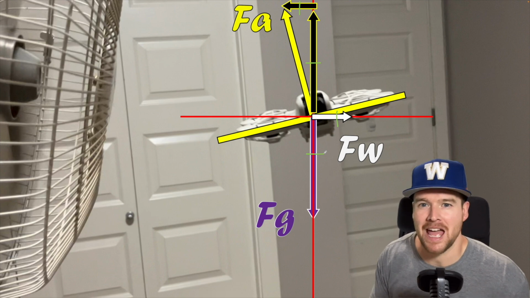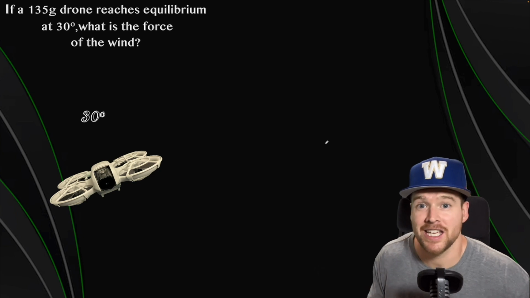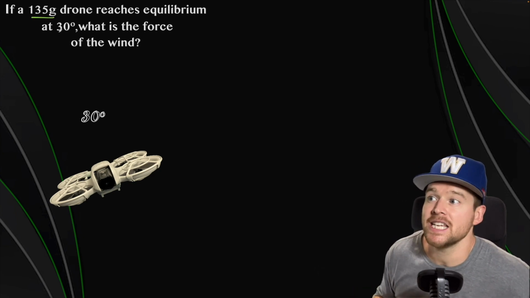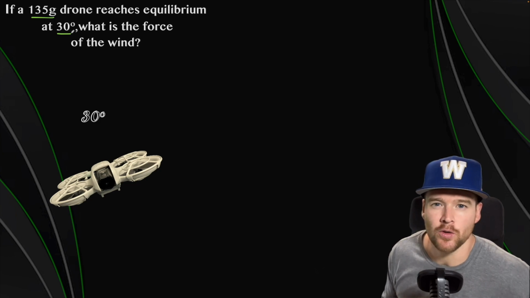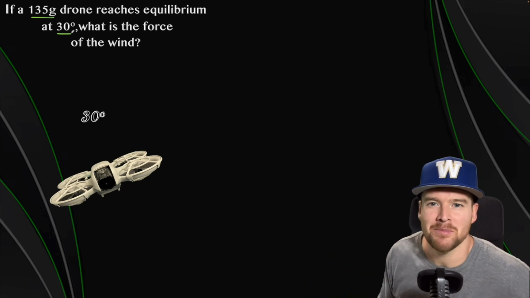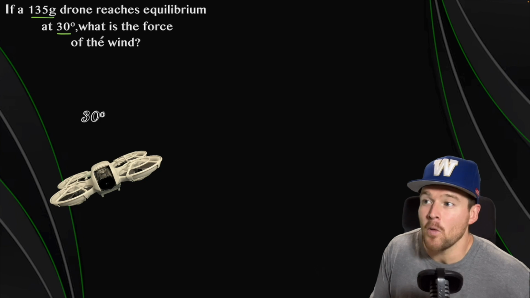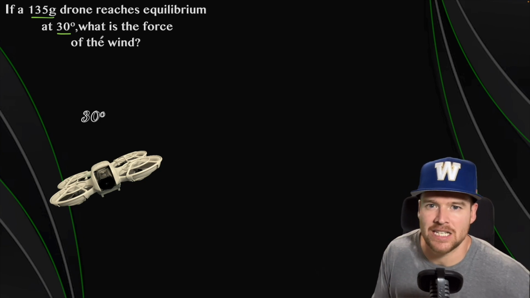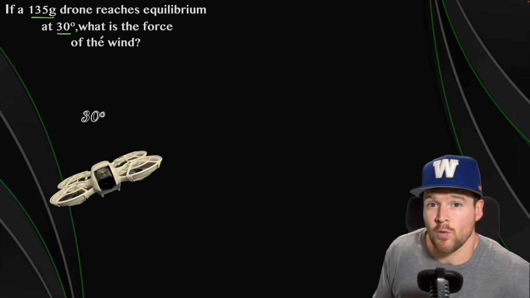Let's take a look at how we would handle this with some numbers. Okay, so you could get a question like this that says a 135 gram drone reaches equilibrium at a state of 30 degrees. I don't think mine was quite tilted 30 degrees, but let's call it 30 degrees. What is the force of the wind? It doesn't seem like it gave us too much information here. Let's see what we can do. You might be wondering, where do we start?